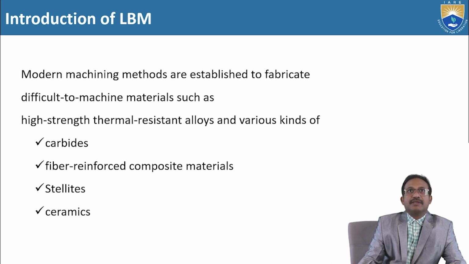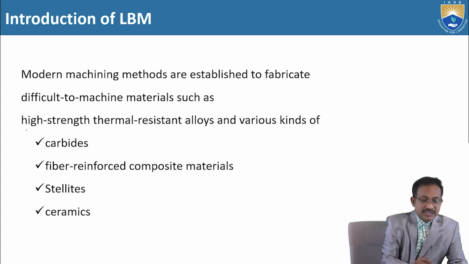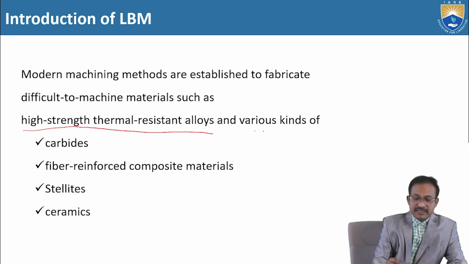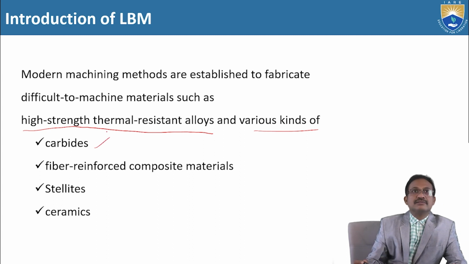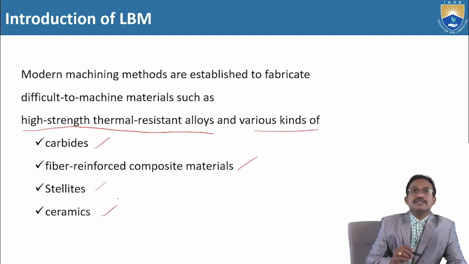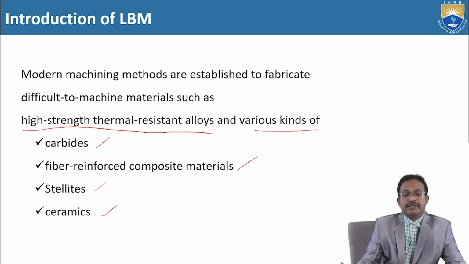Introduction to laser beam machining. Modern machining methods are established to fabricate difficult to machine materials such as high strength thermal resistant alloys and various kinds of carbides, fiber reinforced composite materials, stellites, ceramics. These are very high strength, thermal resistant and hard materials. For this, laser beam machining is best suited.